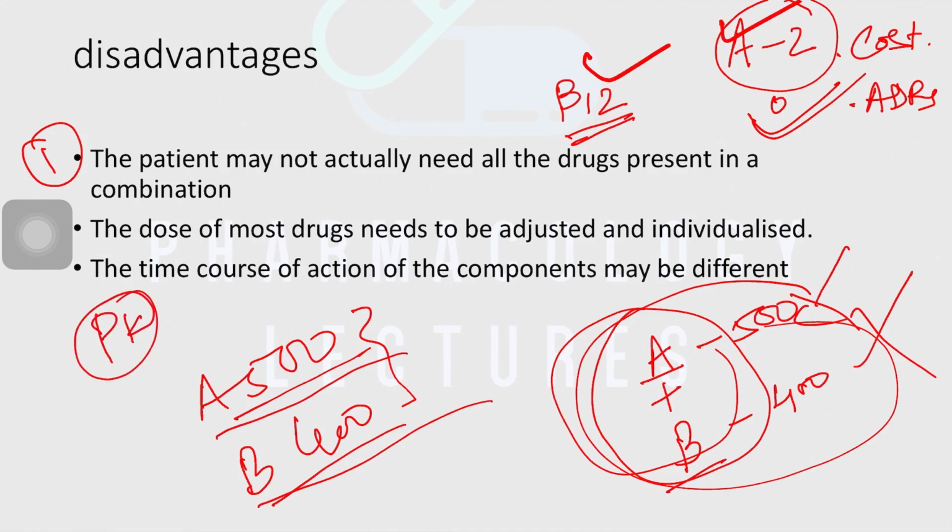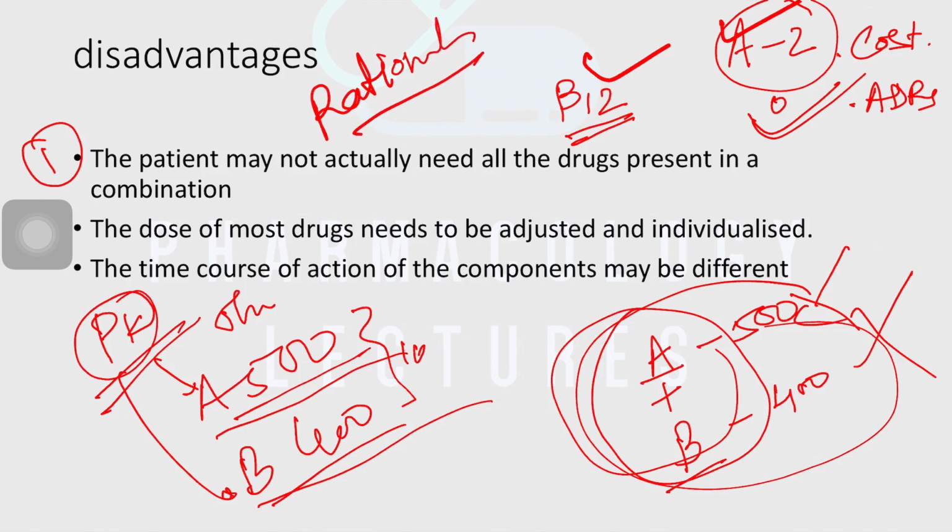The time course of action of components may be different. Each drug has a different pharmacokinetic profile, and in a fixed dose combination, both drugs' pharmacokinetic profiles should be matched. For example, if one drug's half-life is 5 hours and the other drug's half-life is 10 hours, then it becomes difficult for that combination to work effectively. So those are the only rational combinations where all these pharmacokinetic criteria are matched.